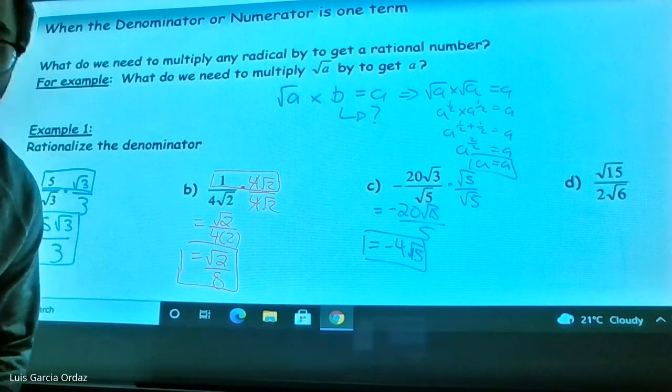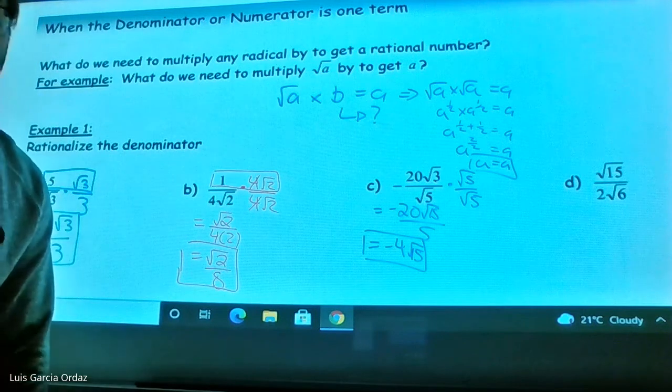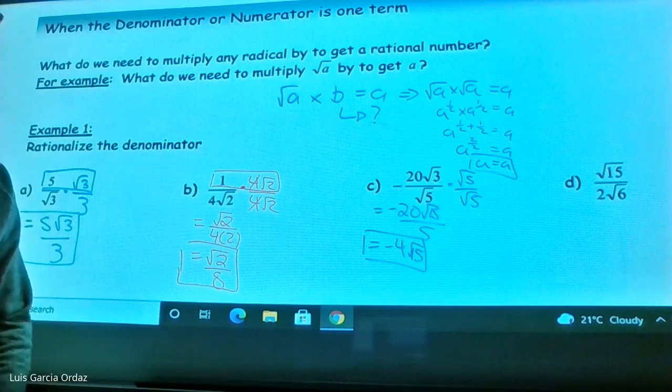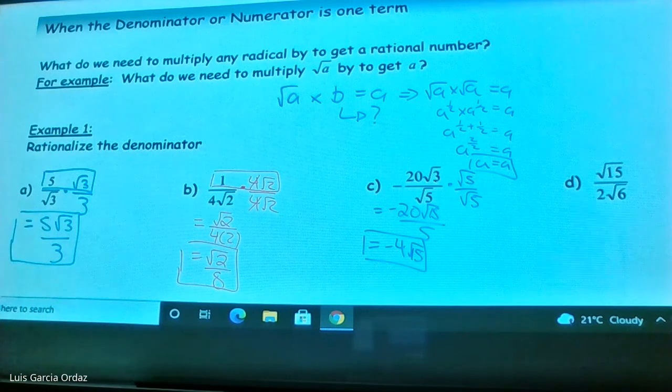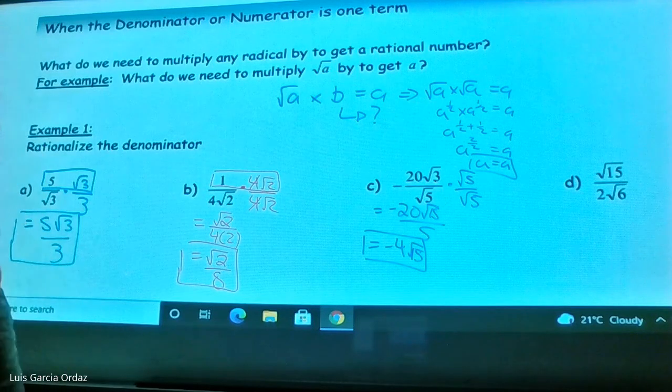And last but not least, question 1D. So are we supposed to simplify for D, like from the beginning, or do we have to do that at the end? Do it at the end. But if you want to cancel out the 2's, feel free to cancel out the 2's right away.